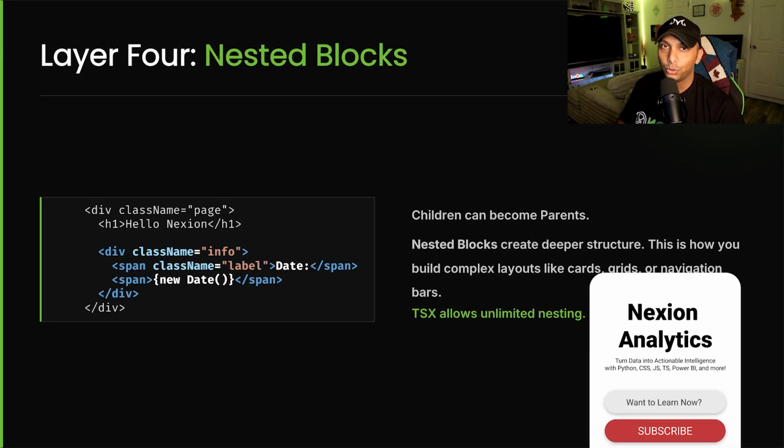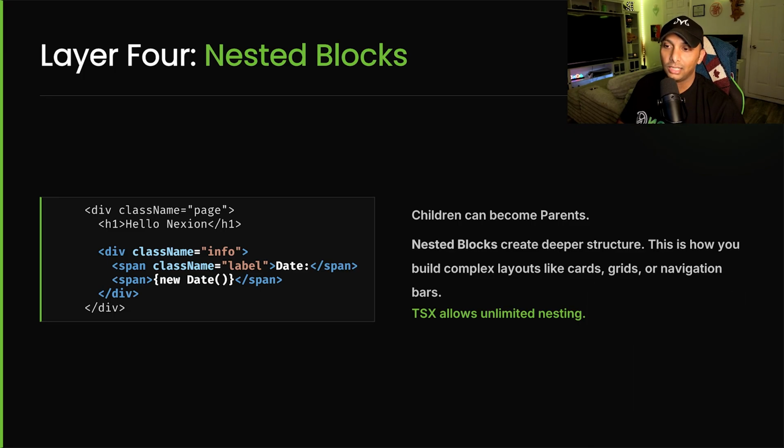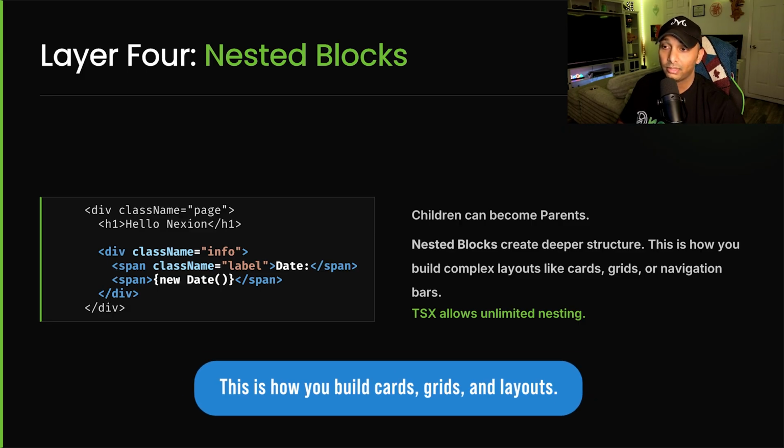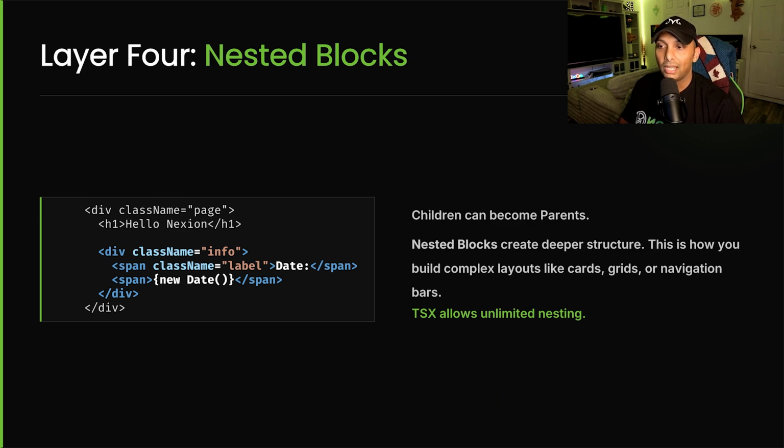This is where children can become parents as well. So initially in the last slide, we had the class name of page, and then we had the child of Hello Nexion. That's fine. That's not going to change, right? That's still a child, and the one before that is still a parent. But now we're changing the class name info class to a division, that's going to be a parent within a parent now.